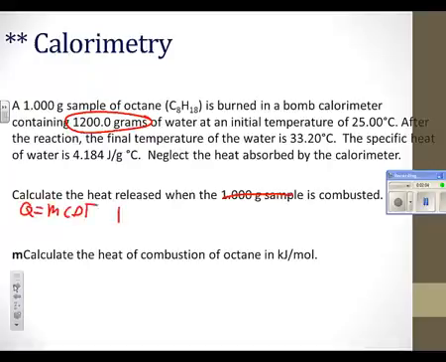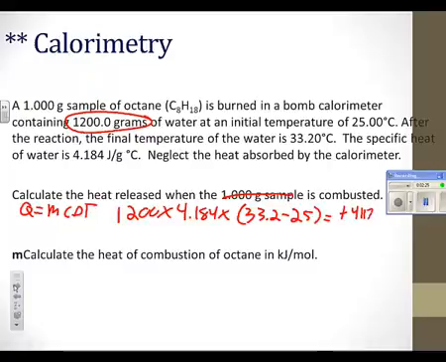M is going to be the mass of the water, which is 1,200, times the C of the water, 4.184, times the temperature change of the water, which went from the initial temperature of 25 to the final temperature of 33.2. Put that on your calculator, and you get a positive 41170.56 kilojoules. Now that was quick. I trust you can do these in your calculators. And this one, we're not going to do, so don't worry about it.